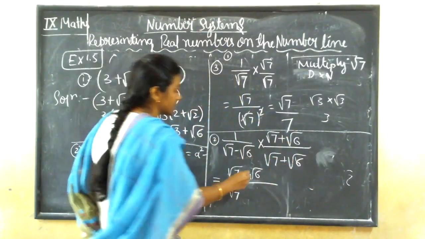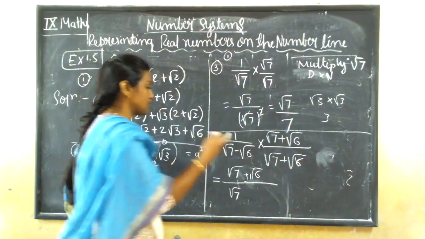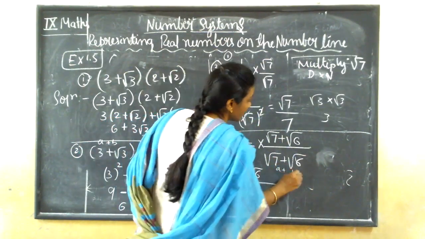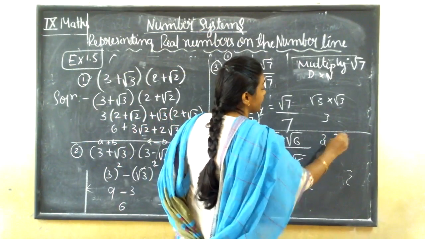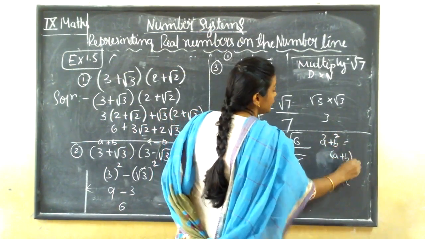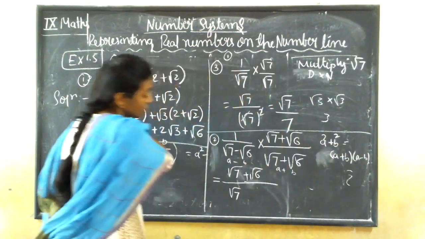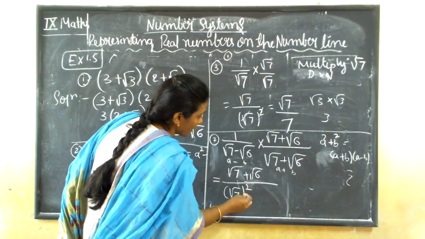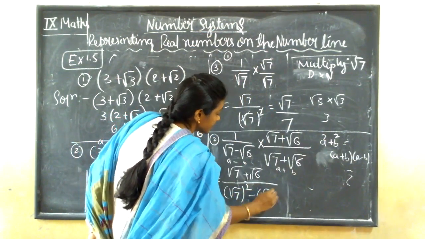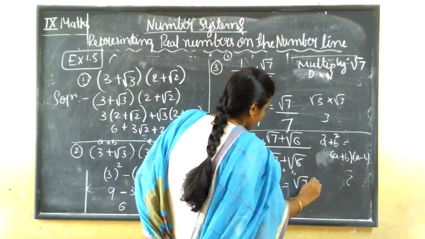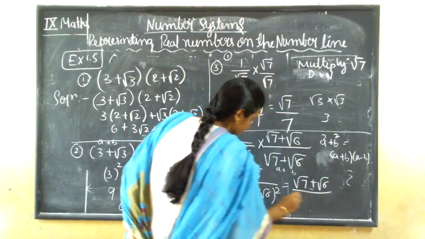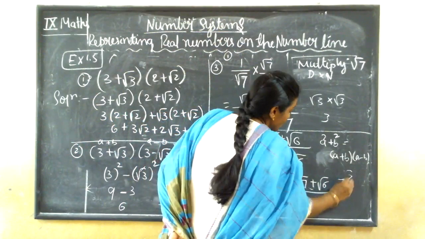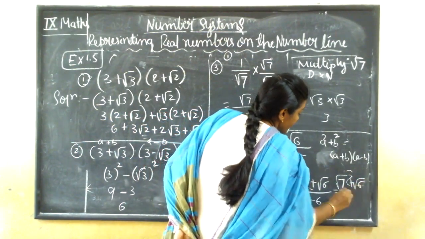No, we learned this one in our previous classes. We need to take a opposite sign of that. Plus you have to take. So root, again it is in the form of a minus b and a plus b. We all know that one. What is a square minus b square? Okay, that is a plus b into a minus b, right? So here it is root 7 square minus root 6 square, right? So root 7 plus root 6, here you will get a root 7 square, root get cancelled, root get cancelled. So 7 minus 6. So root 7 plus root 6 divided by 1.